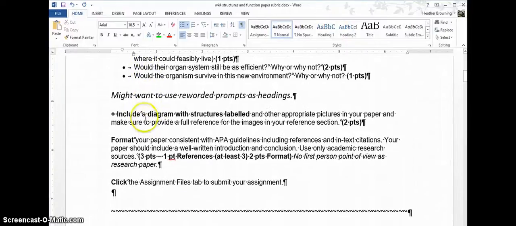And you're going to include in here a diagram with your structures labeled and any other appropriate information, okay? And for these references, you'll have an in-text citation for the picture under it, and then a full reference in your reference section. Review the help on that in the week 2 assignment blog, because that shows you how to do a figure and a table. And then you need at least 3 references in format, no first person point of view, so no I, you, we, my, our, whatever. And then you submit it.